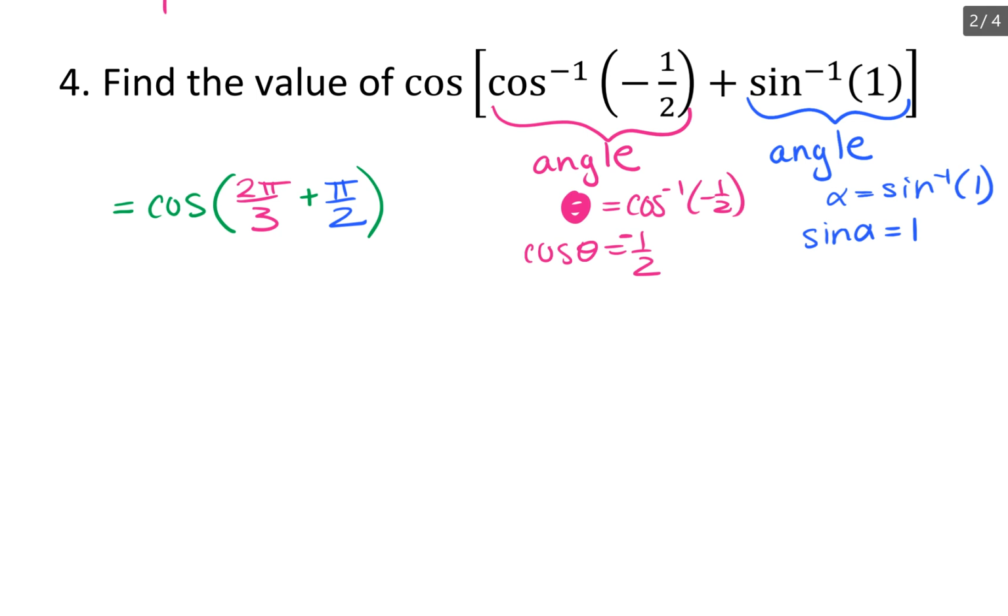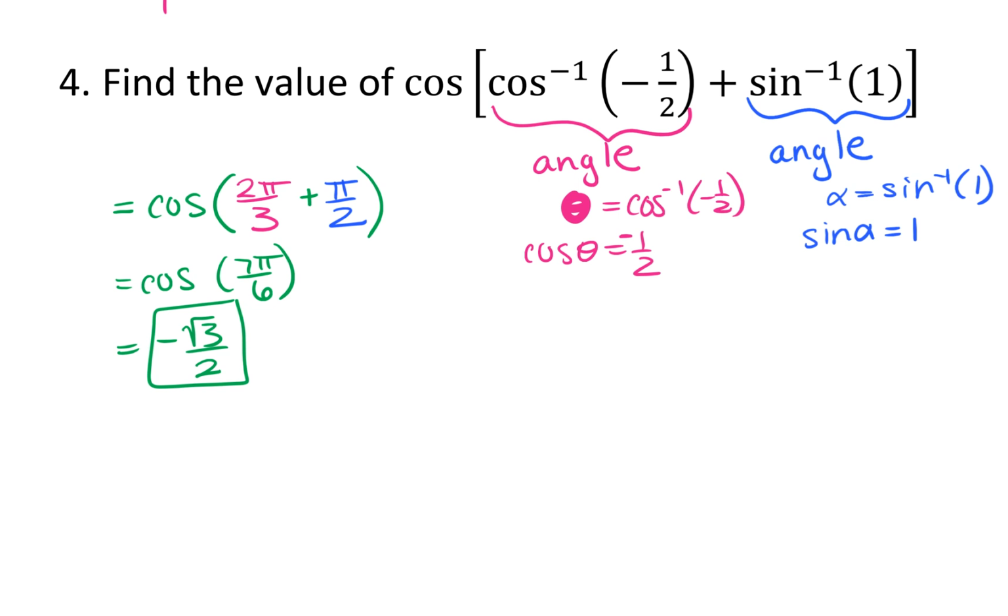And now, since I was able to find those angles, I can just add those together, and that's going to be the cosine of 7 pi over 6, which is, again, unit circle. So what's the cosine of 7 pi over 6? All right, very good. So negative square root of 3 over 2, and there we go.